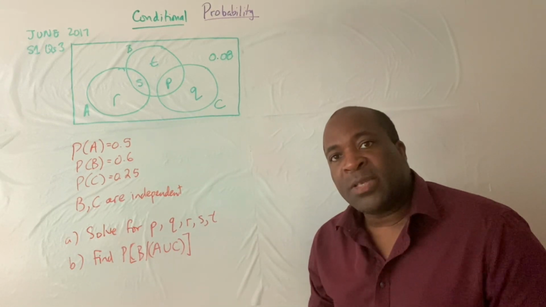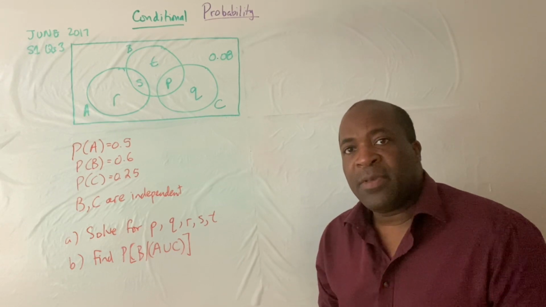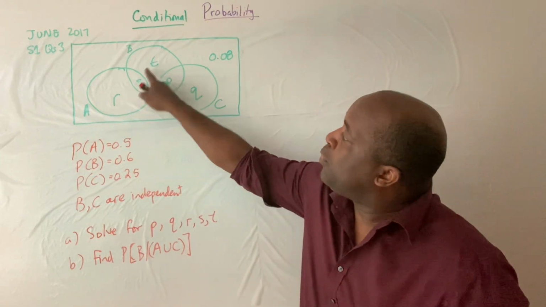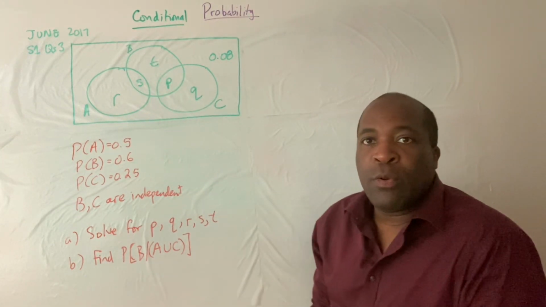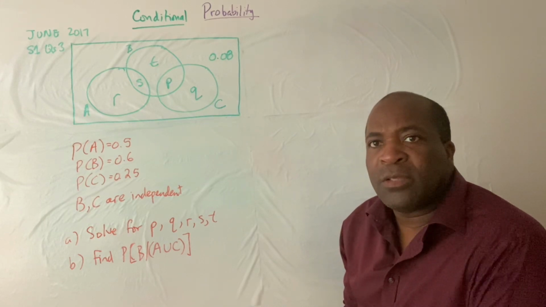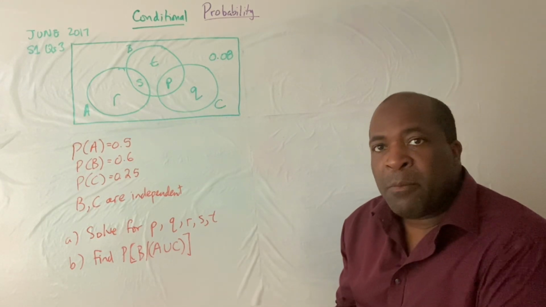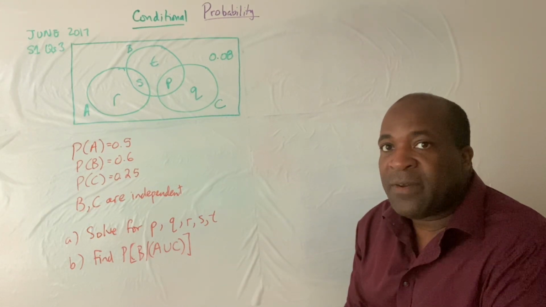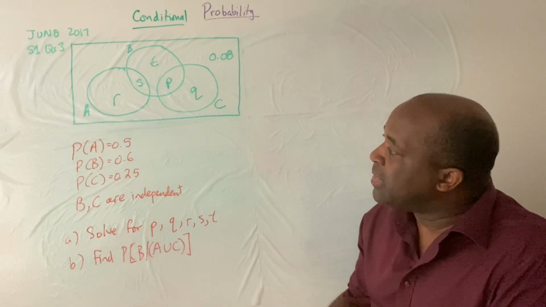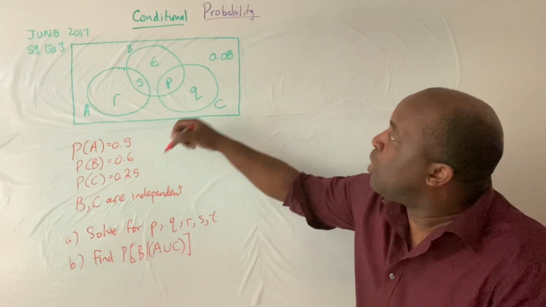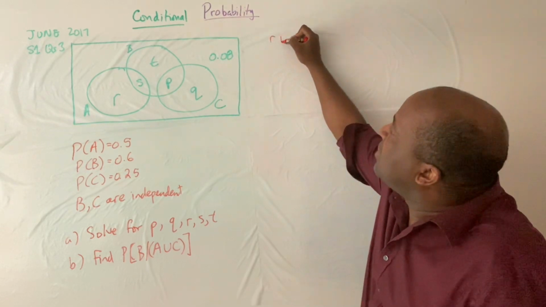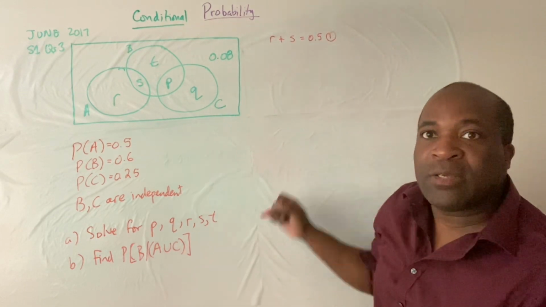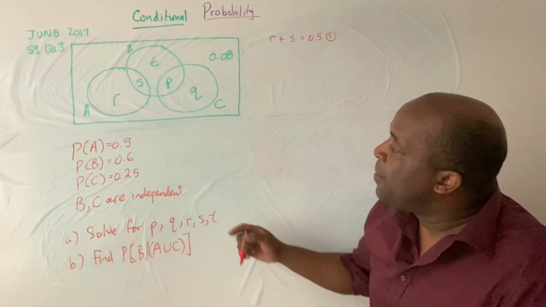So we want to generate as many equations as we can and then have a go at solving those equations. So since we have 1, 2, 3, 4, 5 unknowns, we know that we can only solve this if we have 5 equations. So the number of unknowns must determine the number of equations in order to help us to solve them. So we need 5 equations at the minimum in order to solve these values. So we know that probability of A is 0.5, that tells us that R plus S is equal to 0.5. That's one equation. So let's continue from there.